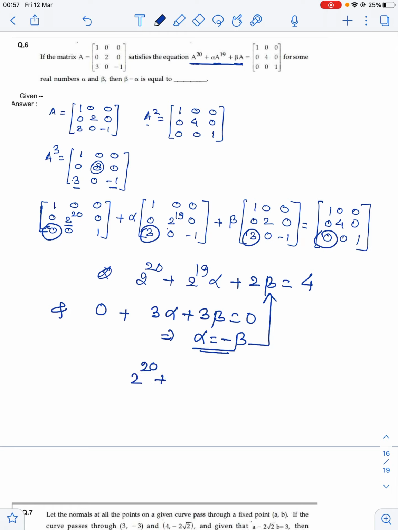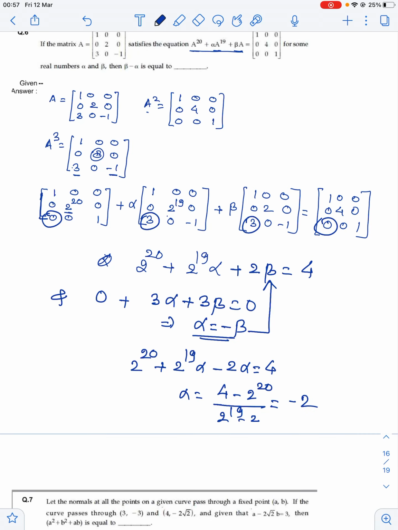So 2 to the power 20 plus 2 to the power 19 alpha minus 2 alpha is equal to 4. So alpha is 4 minus 2 to the power 20 by 2 to the power 19 minus 2. So this easily can get as alpha equal to minus 2. If you take 2 common in the numerator, this becomes 2 minus 2 to the power 19, same as in the denominator with the negative sign. So alpha is 2, this is minus beta value. So alpha minus beta is 4. Alpha minus beta is 4.